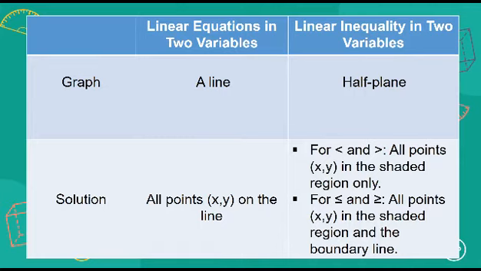The graph of a linear equation in two variables is a line, while the graph of a linear inequality in two variables is a half plane. The solution of a linear equation in two variables is all points (x, y) on the line. For linear inequalities, for the less than and greater than symbols, the solution is all points (x, y) in the shaded region only, and for the less than or equal to and greater than or equal to symbols, all points (x, y) in the shaded region and the boundary line.